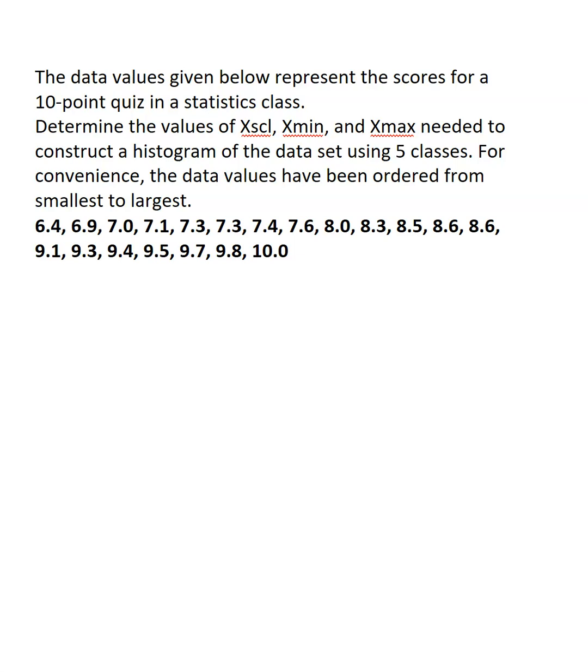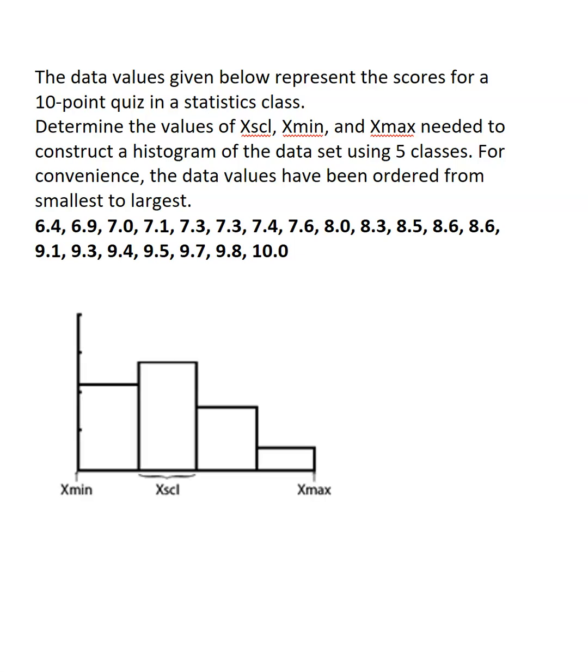Okay. Now we saw in the previous example, it automatically created because we did not specify how many classes. Now, if we have to specify the classes, then how do we use the calculator to help build that requirement into it? And it says, for convenience, the data values have been ordered from smallest to largest. Now, this Xscl, Xmin, Xmax, these are all coming from your calculator, right? So I want to kind of show you how it appears on the histogram itself.